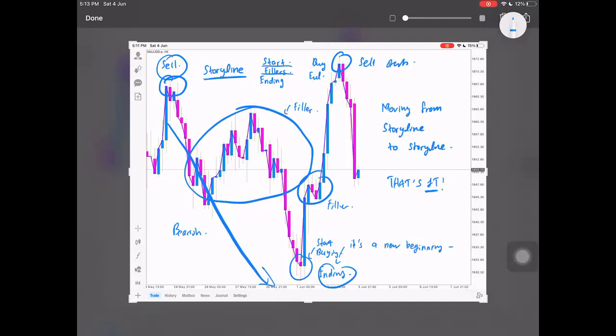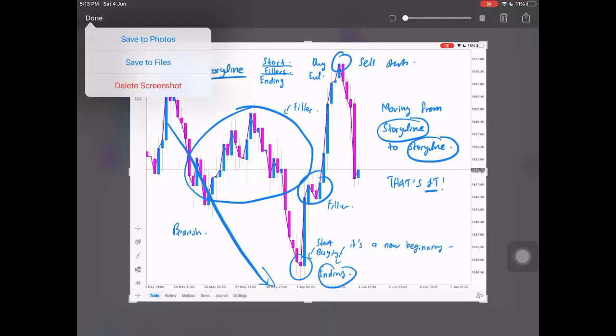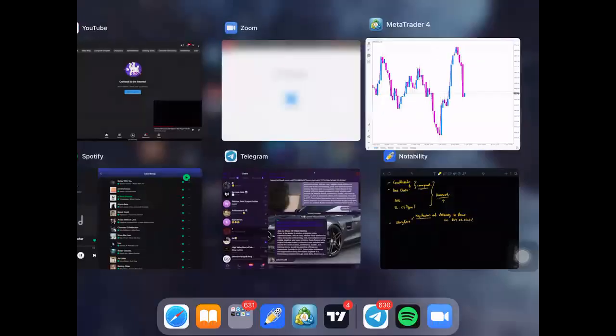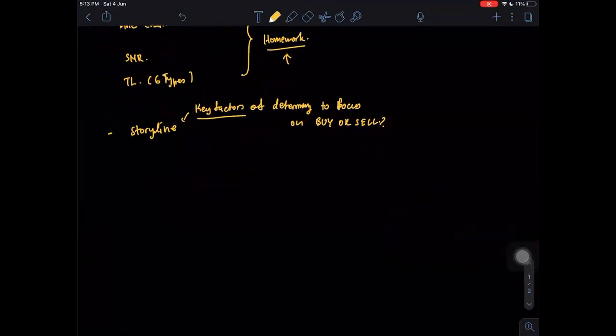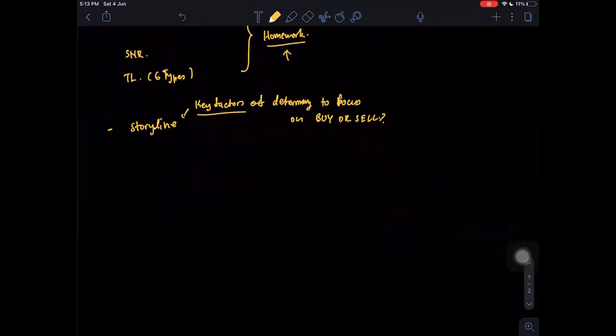But the biggest question is, what is a storyline? How do you know where the end is? How do you know if it's a filler or if it's ending? How do you know if it's a filler or it's starting? You see? And so that's a storyline. I'm not going to explain storyline now. Storyline is probably going to be the next class.